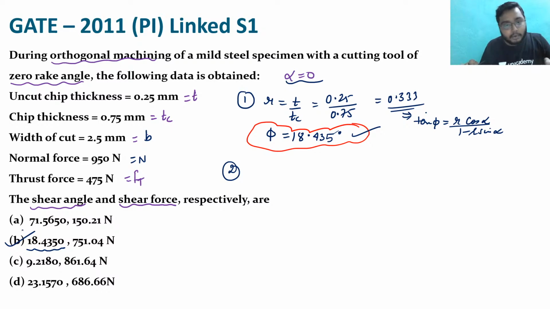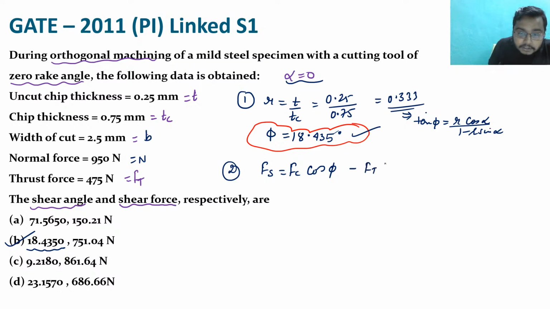So at this point your option is done. But how can you find the value of shear force? Shear force can be found out as Fs is equal to Fc cos phi plus minus Ft sin phi. Clear? Now you know the value of phi, you know the value of Ft, okay? And since alpha is equal to 0, this is going to be equal to Fc. Just plug in the values.